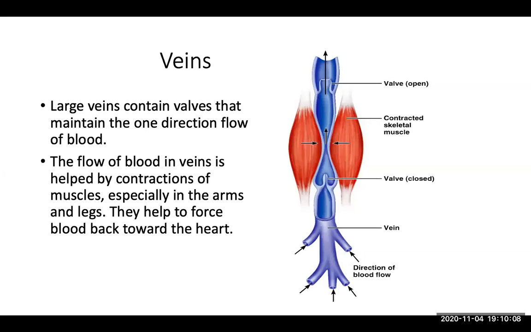Large veins contain valves that maintain the one direction flow of blood, and the flow of blood in veins is also helped by the skeletal muscle pump, which will be muscle contractions in the arms and legs that help to force the blood back towards the heart.